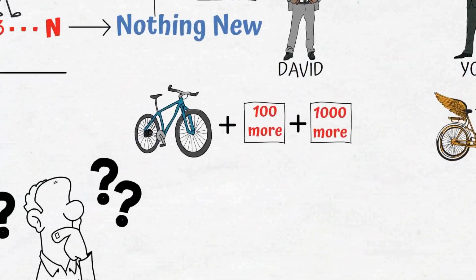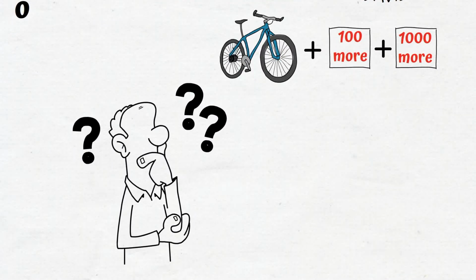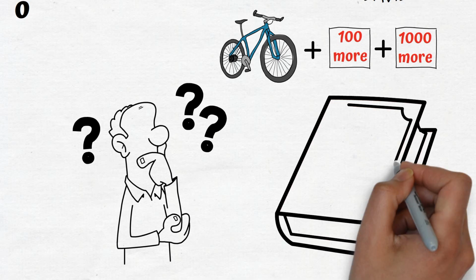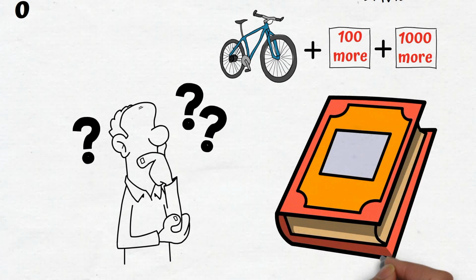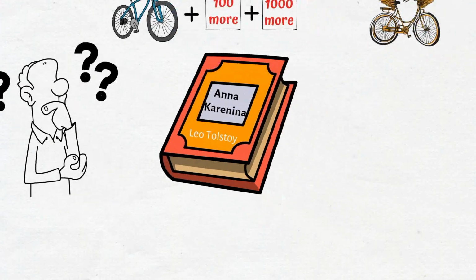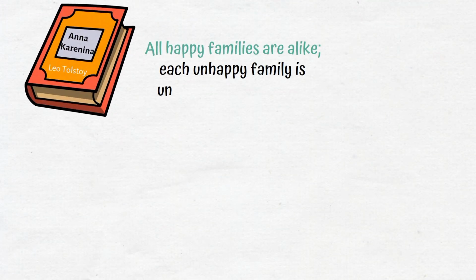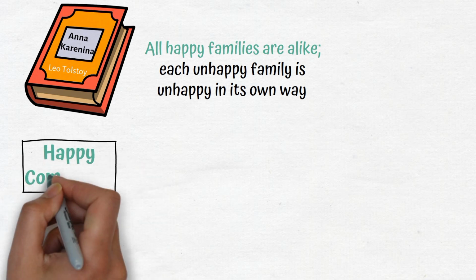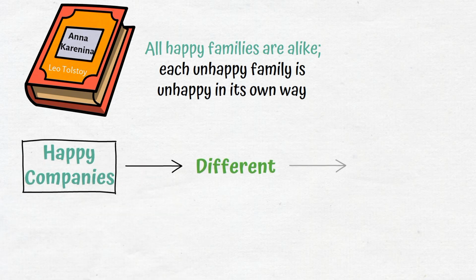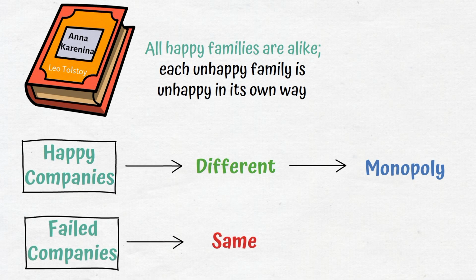The question arises, why is vertical progress considered better than horizontal progress, even if horizontal progress can also bring about profit? Tolstoy opens Anna Karenina by observing, all happy families are alike. Each unhappy family is unhappy in its own way. Business is the opposite. All happy companies are different. Each one earns a monopoly by solving a unique problem. All failed companies are the same. They failed to escape competition.